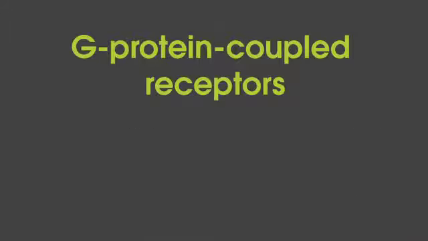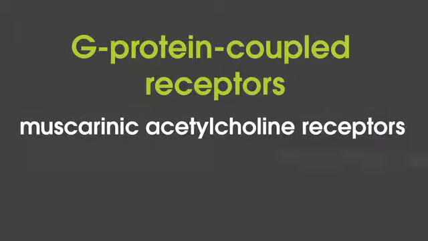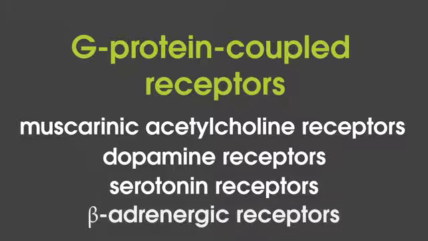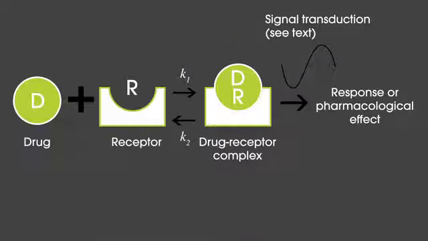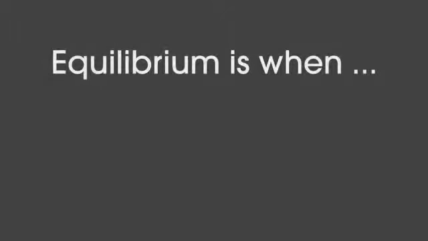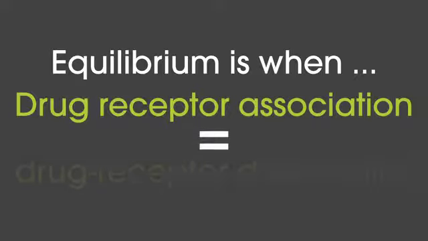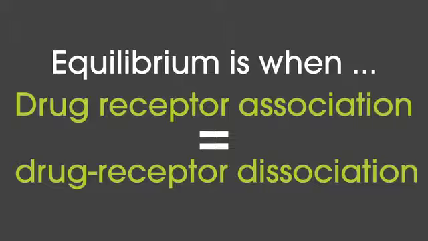Well-known G-protein coupled receptors, for example, are the muscarinic acetylcholine receptors, the dopamine receptors, the serotonin receptors, and the beta-adrenergic receptors. Note that the time that a drug molecule actually spends on its receptor, however, is measured in milliseconds. This implies that drug-receptor dissociation also takes place. In pharmacology, it is said that a state of equilibrium has been reached when the rate of drug-receptor association equals the rate of drug-receptor dissociation.